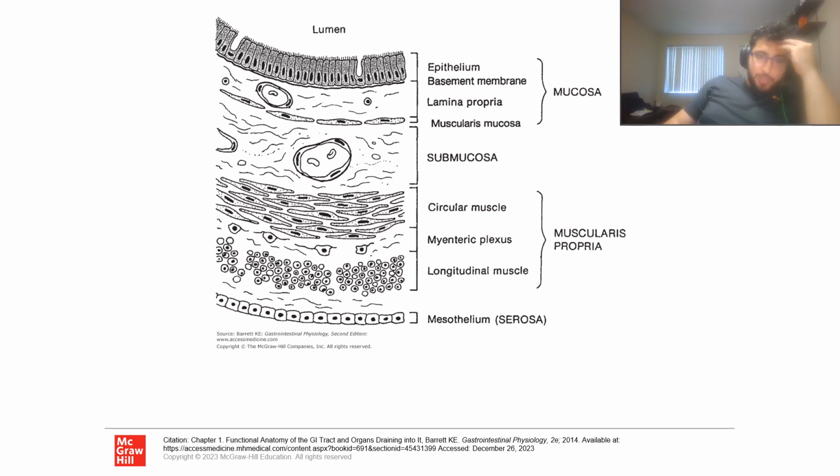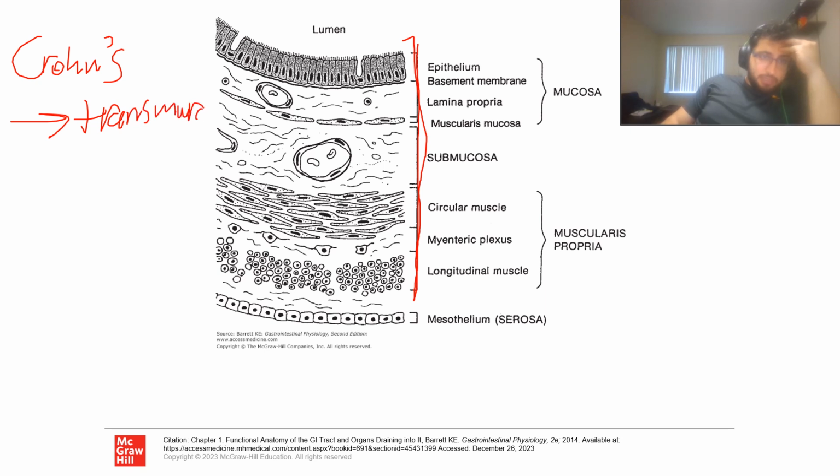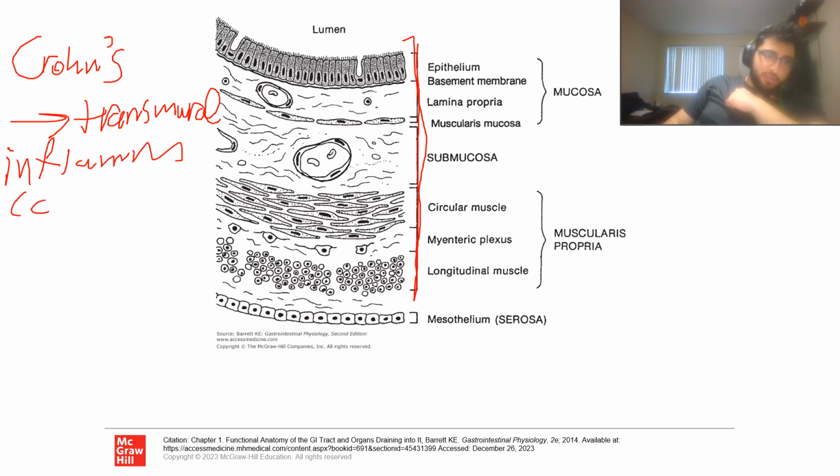In Crohn's disease, I'm going to use red for Crohn's, all three layers are affected. In Crohn's, you get transmural inflammation. They're both autoimmune diseases of the GI tract, and I'm not going to belabor them too much. I'm trying to point out the importance of the histology here. So in Crohn's disease, you have transmural inflammation of the GI tract as a result of caseating granulomas. You might remember that phrase, caseating granulomas.